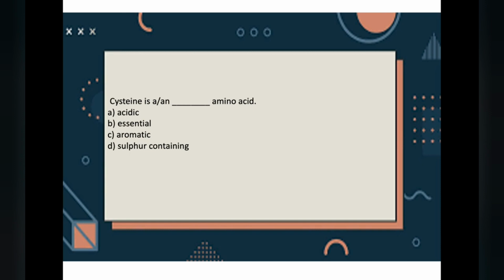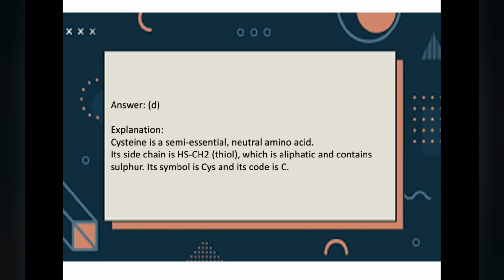Actually, the answer is choice D, sulfur containing. Why? Cysteine is a semi-essential neutral amino acid. The side chain is actually a thiol, which is CH2SH. It is aliphatic and it contains sulfur. The symbol is Cys and the code is C.